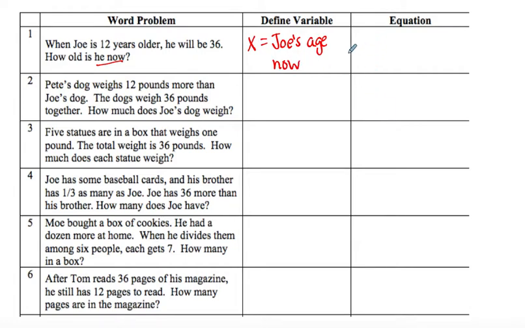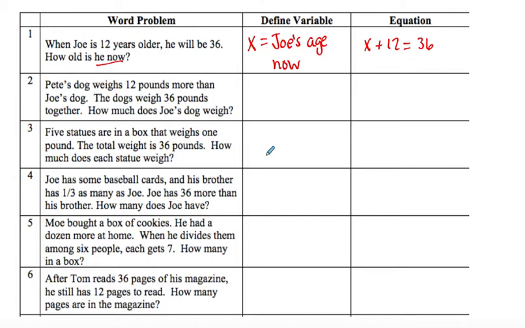Okay. And then the equation: when Joe is 12 years older, so Joe is x now. When he's 12 years older, he will be 36. He will be 36 means his age now plus 12 would equal 36. So that would be your equation. And then in the next part, you would go ahead and solve that.